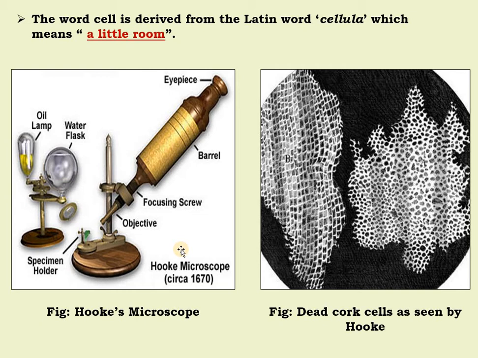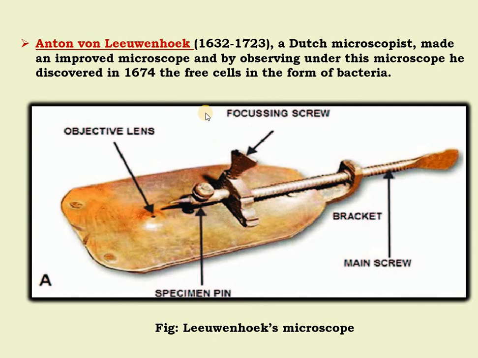Now in this slide you can see the microscope that was designed by Robert Hooke, and the dead cork cells seen by Robert Hooke through his microscope. You can see these hexagonal honeycomb-like structures. The word cell is derived from the Latin word cellula, which means a little room. Next, we have the microscope that was designed by Leeuwenhoek.